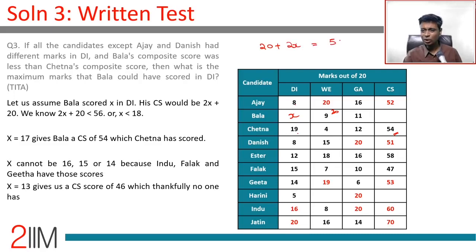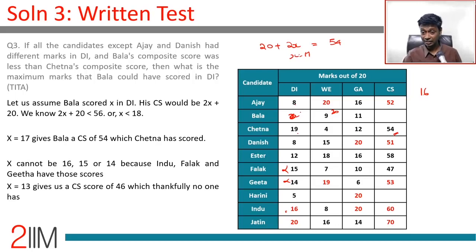If this were equal to 54, X should be 17 or X should be less than 17. Bala's composite score was less than Chetna's composite score. So we can forget about 20, 19, 18, 17. You can forget that. We're thinking about numbers less than 16. Start with 16. Is it possible? Indu has scored 16. So 16 is not possible. 15 is not possible. 14 is not possible. 16, 15, 14 are not possible.